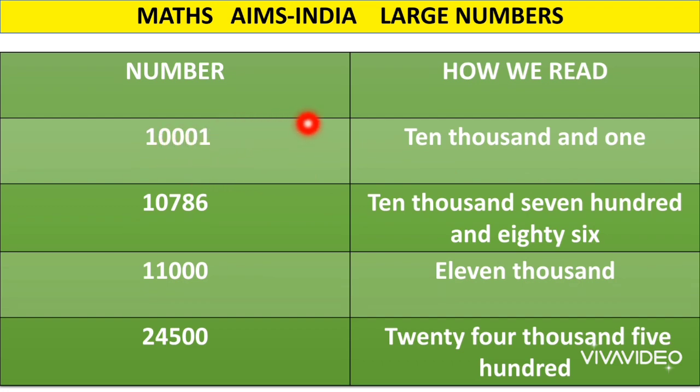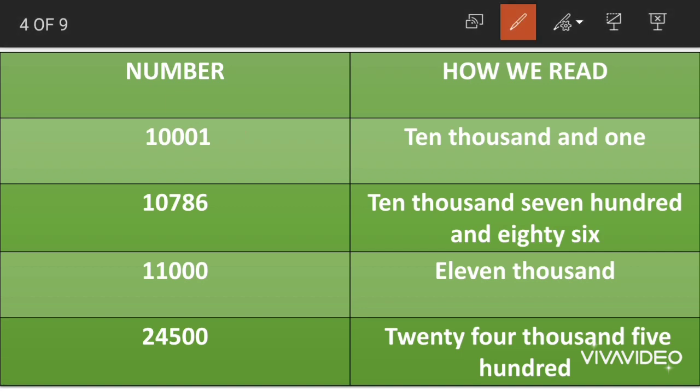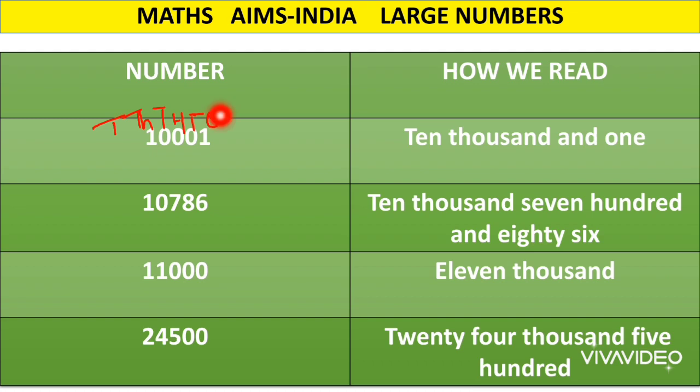Here we learn about some examples of how to read 5-digit numbers. The first number is 10001. What is the first number, children? 10001. Let us write the place values: ones, tens, hundreds, thousands and 10,000s.